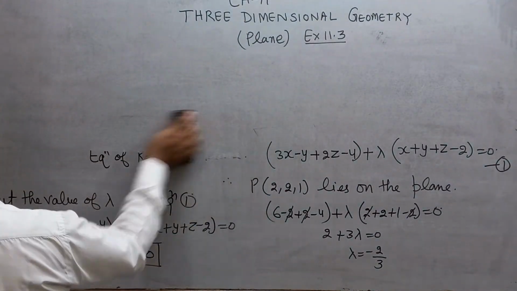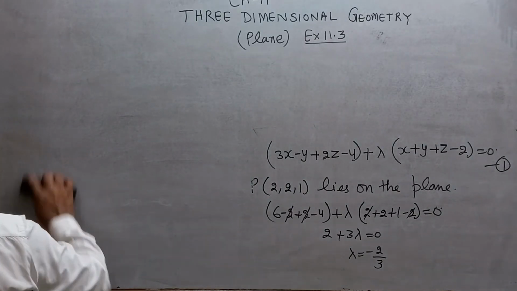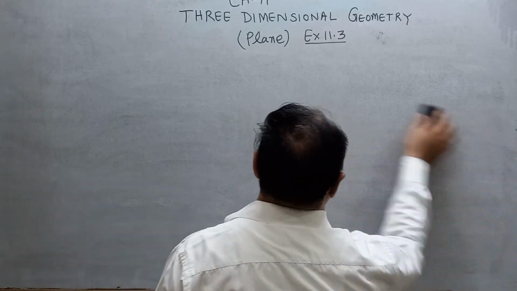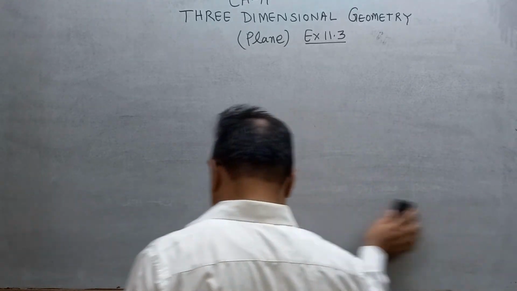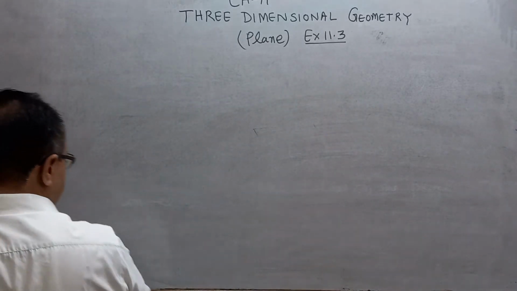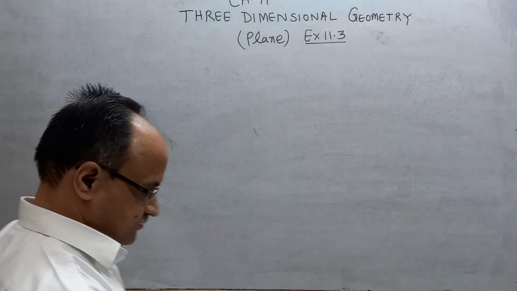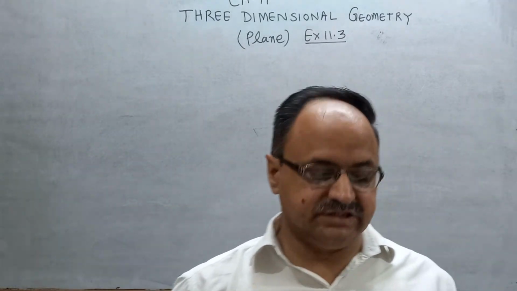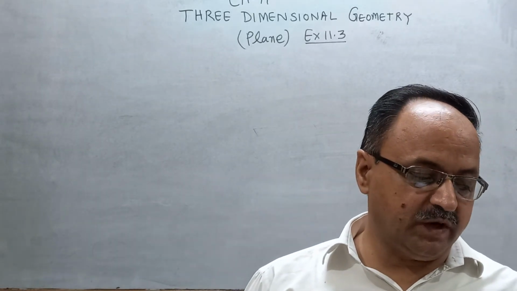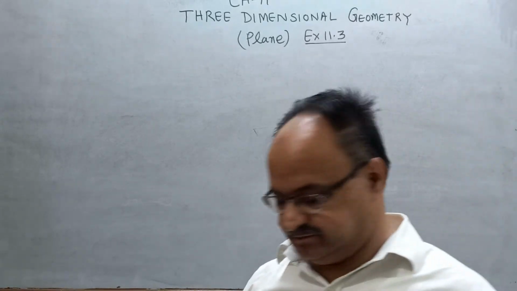Question number 11. Find the equation of the plane through the intersection of two planes and which is perpendicular to the plane. Right?